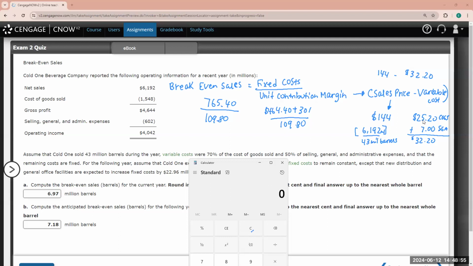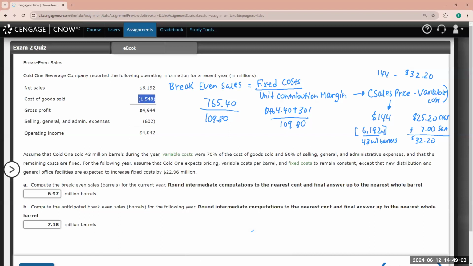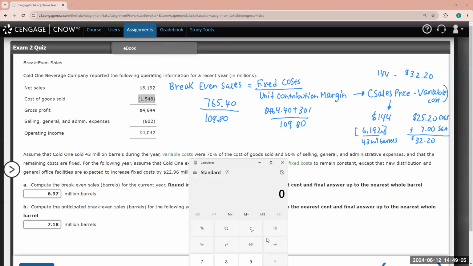And then from there, we determined our variable costs. It let us know that variable costs were 70% of cost of goods sold. So we have our cost of goods sold amount here, which is 1,548,000. We multiply it by 70%. And then we divide this total by the barrels sold, which is 43. And that gave us a variable cost of $25.20 per unit, as we see here.